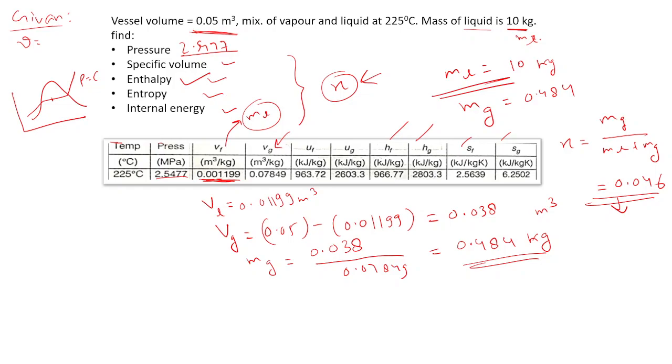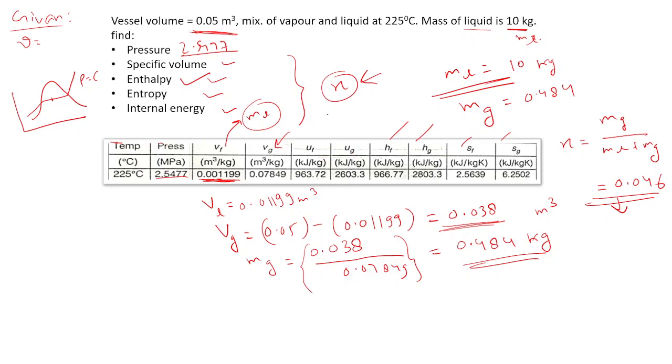Sir, to find the mass of vapor, we can find it via the formula of volume of vapor upon specific volume. That same thing we have done. The volume of the vapor we found first, and we divided by the specific volume. Okay.